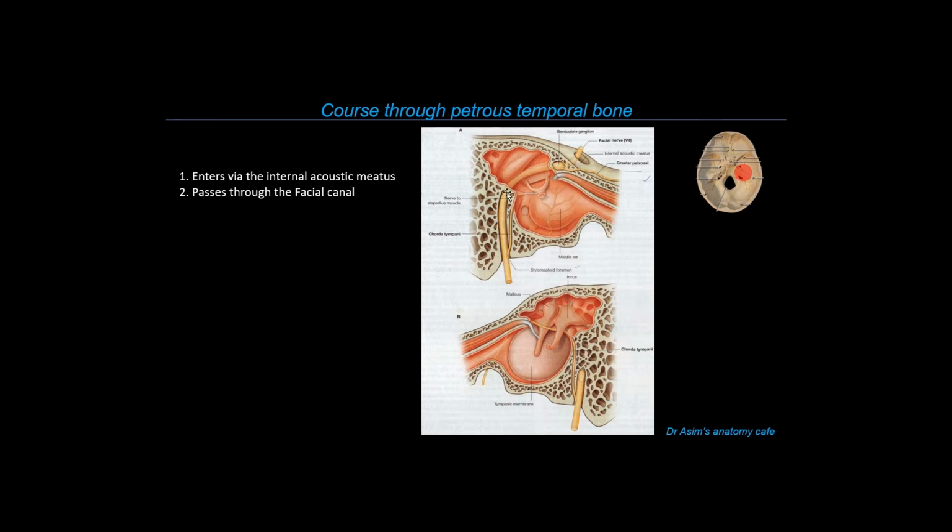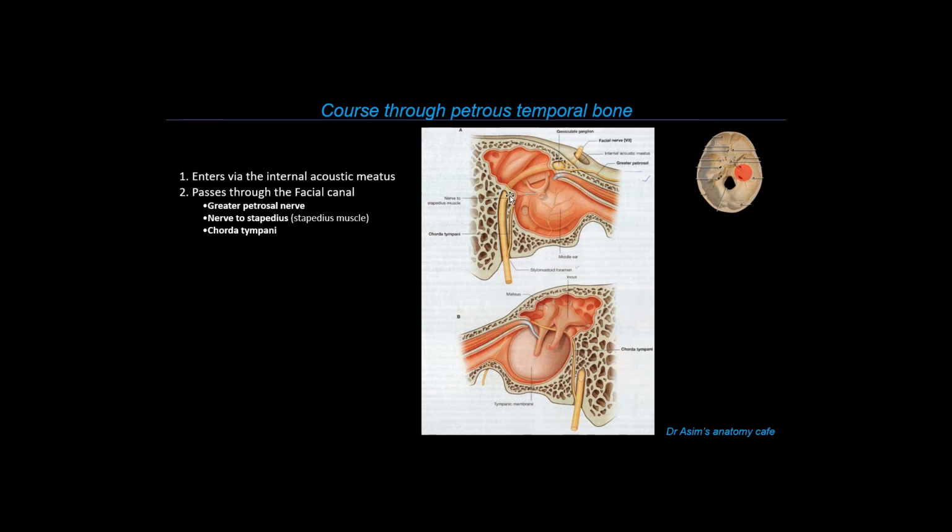This canal over here is known as the facial canal, starting from the internal acoustic meatus, passing through the petrous bone, and then exiting over here at this point. Along its course within the facial canal, the facial nerve gives off three main branches.